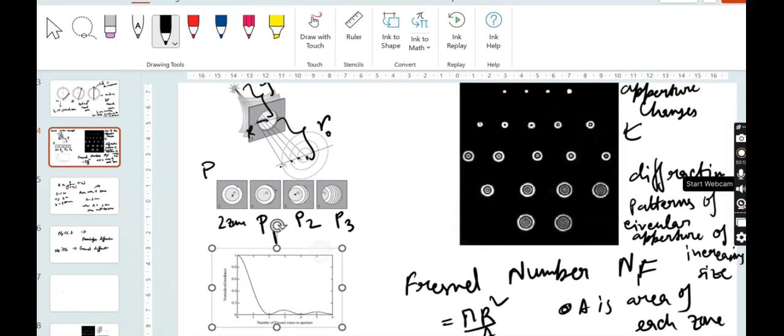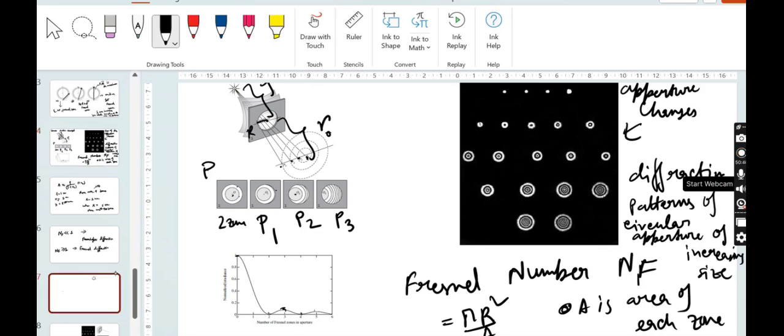And this is the normalized irradiance versus the number of Fresnel zones. When there is one Fresnel zone, you get maximum irradiance. When 2 Fresnel zones come, they are opposite in phase, so it is 0. When 3 come, there is some intensity. When there are 4, they cancel out again. Then at the fifth, you get some intensity. So these are the normalized irradiance at the on-axis point P as it moves toward O.